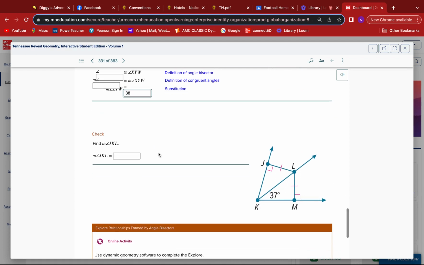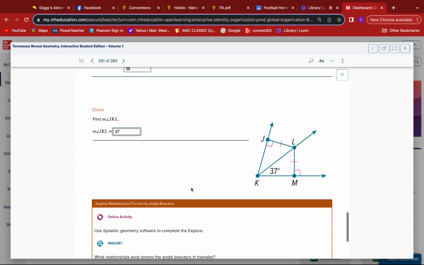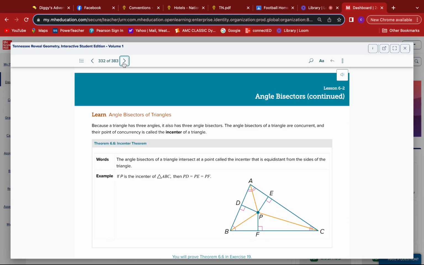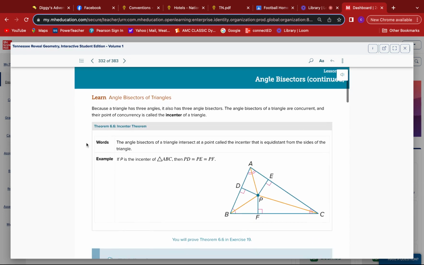Okay. You got to check, and they're looking for angle JKL. Same thing. Look, if this angle MKL is 37, then JKL is also 37. I'm not going to pretend to try and solve that. They're just equal to each other. Boom, done. All right. Okay, so I got another online activity. You're more than welcome to try that. I'm going to mosey on to the next page here.